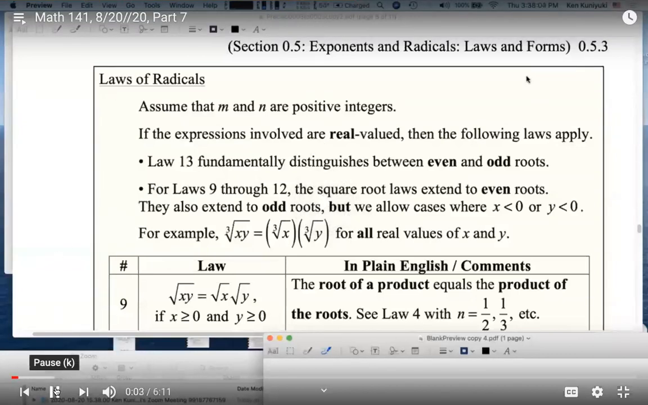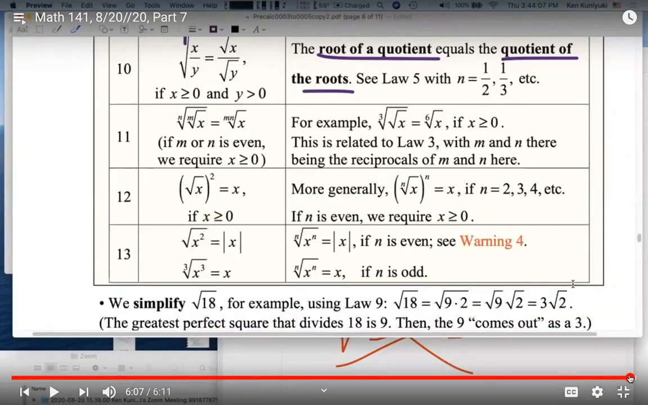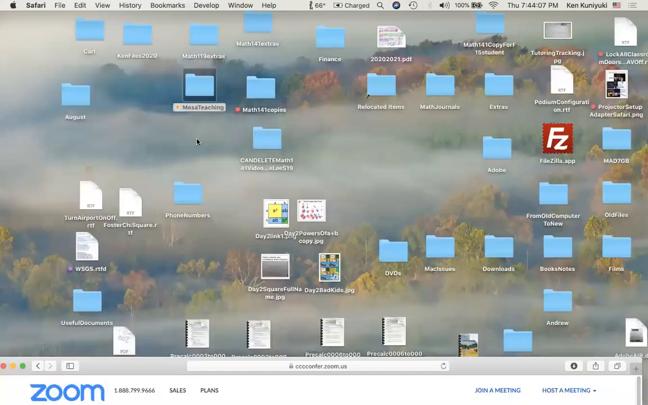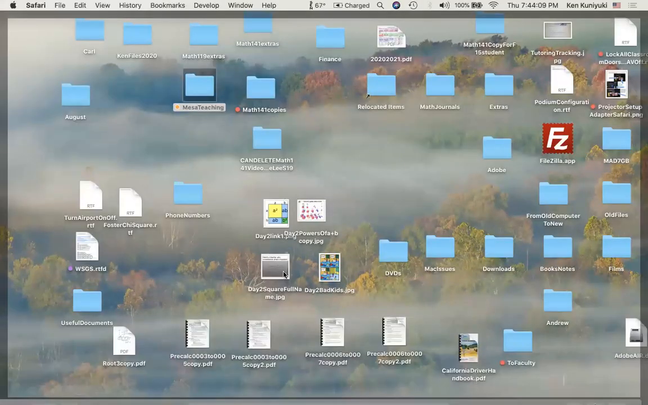Let me get a question here. All right, question here: why is y cannot equal 0 if y is in the final expression? Okay, if I go back, let me do this then.